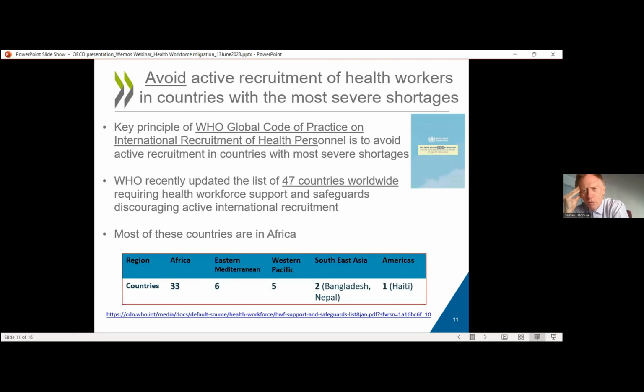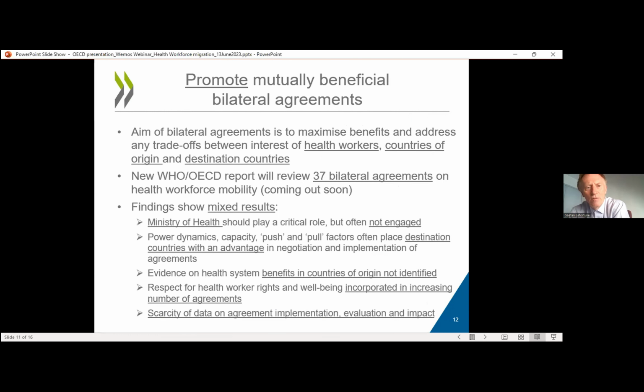WHO came up a couple of years ago with an updated list of 47 countries worldwide that have such severe shortages and that are requiring what WHO calls health workforce support and safeguards. But the overall message is that countries should not actively recruit, that it is not ethical to actively recruit from these countries. Most of these countries are in Africa. There are also some in Asia, one in the Americas. But you have a link to the full list of 47 countries where countries should not actively recruit.